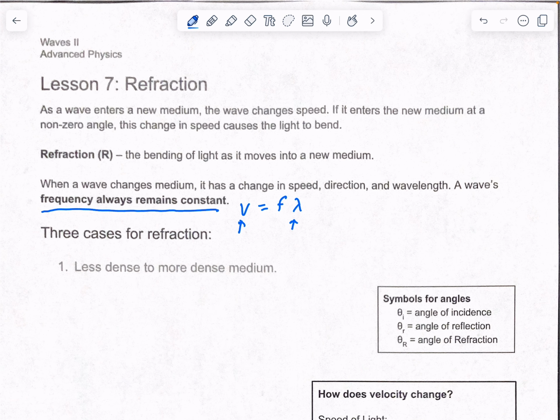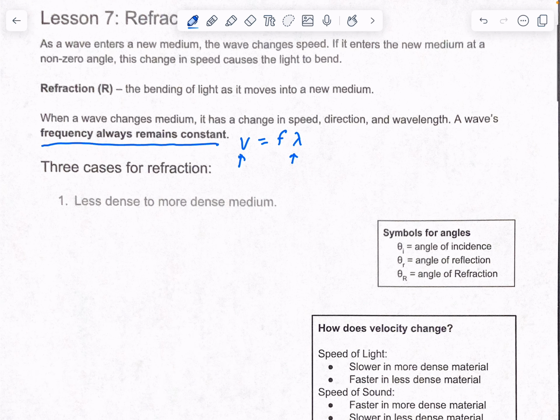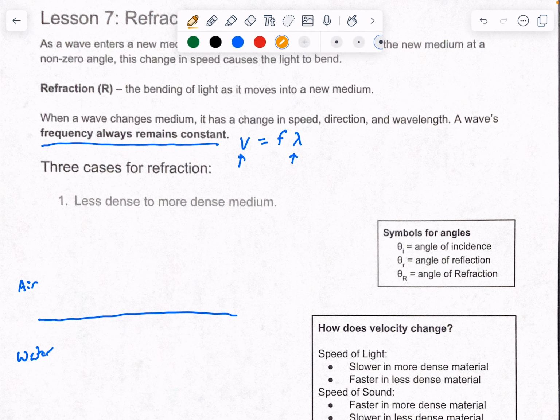So what we're going to do is draw a few scenarios. Okay, so I'm going to draw a surface. Let's just say this is air, and this is water. Okay, so this is going to be less dense on top and more dense on bottom. Okay, so I'm going to change up colors a little bit. Okay, what you have normally is what's called a normal line. Your normal line is what helps us determine our angles when they come in and when they bend whenever they enter the new medium.